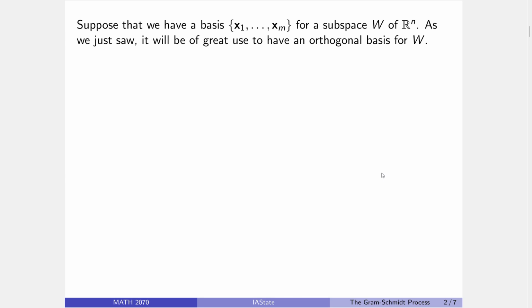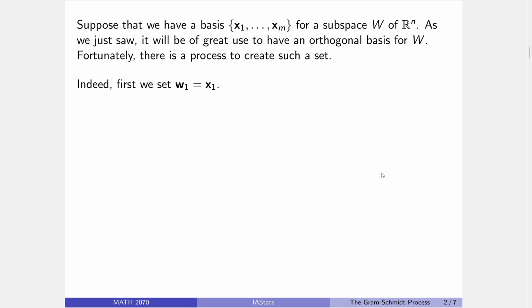Alright, but why does every subspace have an orthogonal basis? Right, I would probably need to explain how I could get that. Maybe a process named after two dudes. Okay. Alright, so let's go through it.